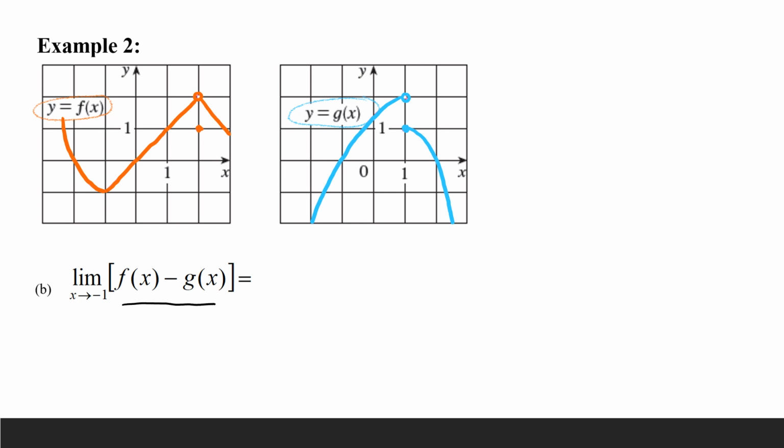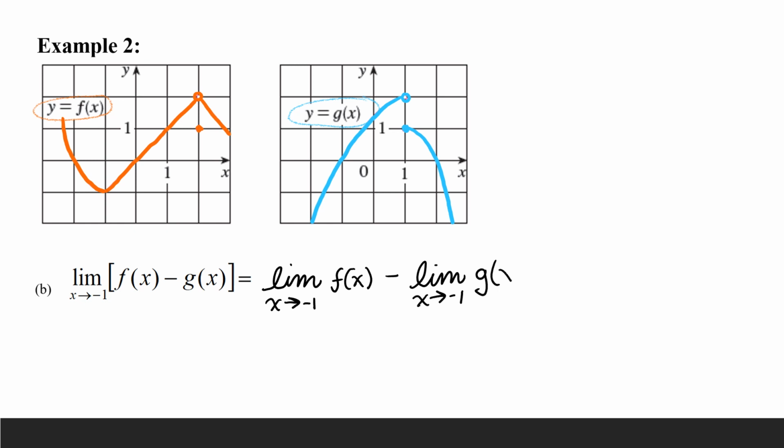But just like it doesn't make sense to add the graphs of two functions, at least from an efficiency point of view, it doesn't make sense to subtract the graphs of two functions if we're trying to be efficient here. So let's instead take the limit of each function before subtracting them. So we'll apply that limit law: the limit as x approaches -1 of f of x minus the limit as x approaches -1 of g of x.